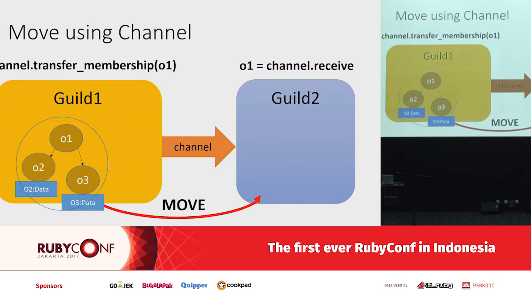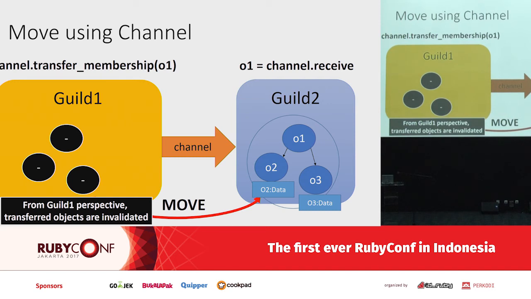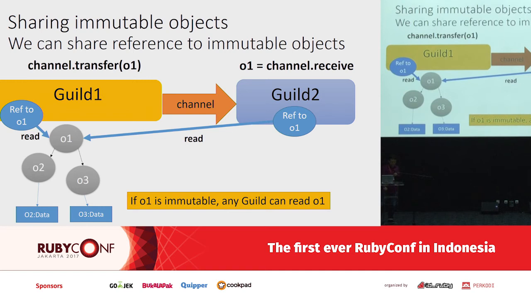The move operation is for when guild 1 doesn't need to touch object 1 anymore. Then we can send object 1 and the referred objects, and also invalidate access to these objects from guild 1. It means that the membership of these objects is changed from guild 1 to guild 2.